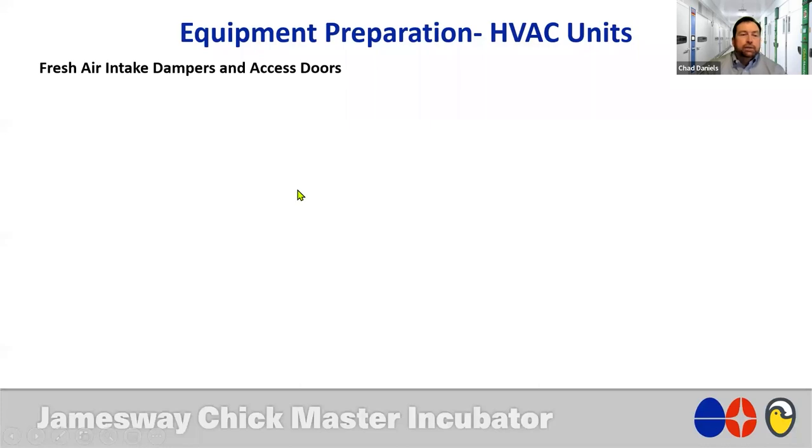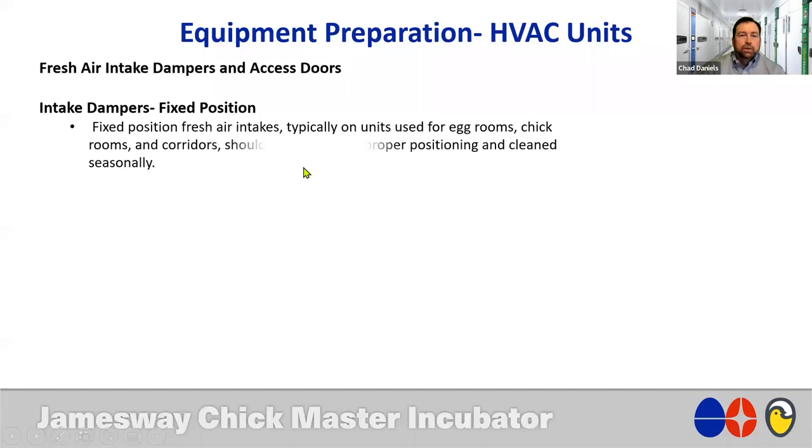In addition to that, fresh air intake dampers and access doors are also another thing that really deserves good inspection when we come into the season. We look at fixed position outside air intake dampers, which generally are on units that are used for egg rooms, oftentimes chick rooms, corridors, areas where pressure control is not required, but fresh outside air is. It's a good idea to make sure that you inspect those fresh air intake dampers, make sure they're cleaned and they're in the correct position.